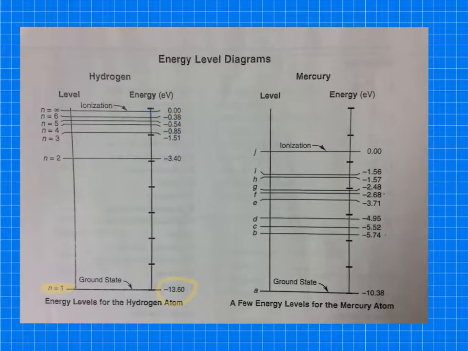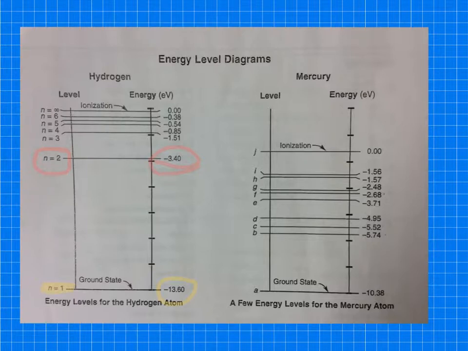In order for an electron to move from ground state to, say, n equals 2, it's going to require the difference in energy between n equals 1 and n equals 2. So the difference in energy between 13.6 and 3.4 is just subtract them. It's 10.2 electron volts. So the electron needs 10.2 electron volts to get from n equals 1 to n equals 2. You just simply subtract the two values.